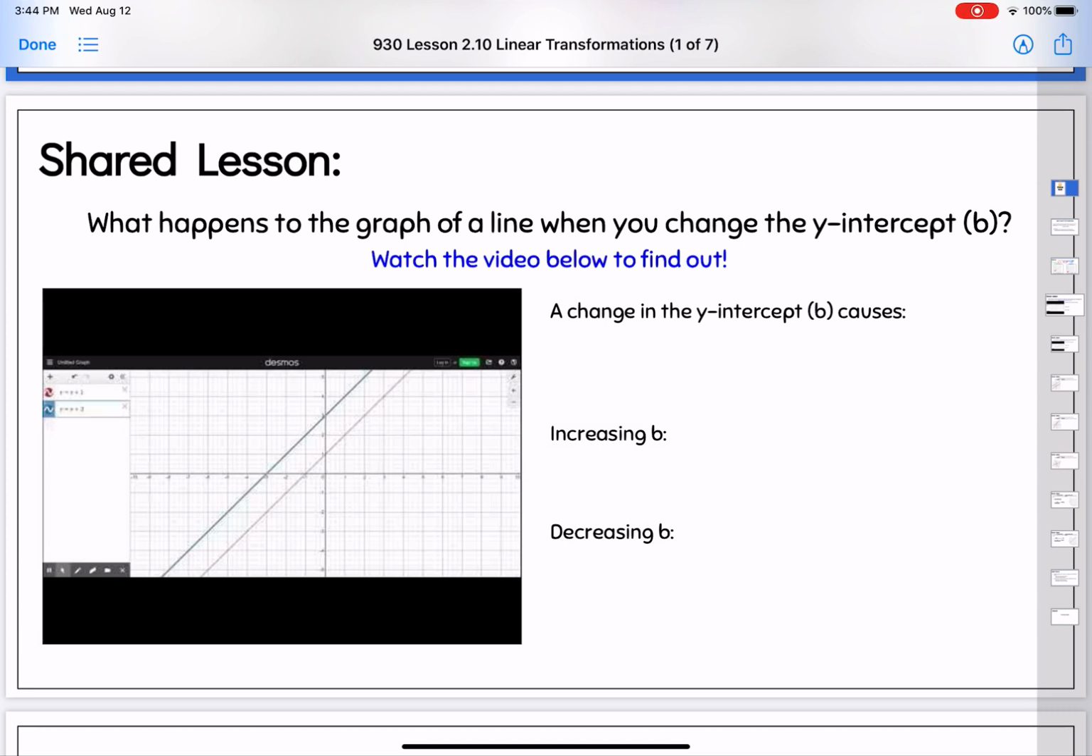So this right here has a little link to a quick demo video showing you on a graphing calculator. This is actually using Desmos.com. What happens when you change the b in a graph. And it's way easier to see it live action happening right in front of you than for me to sit and graph all these lines. So if you haven't watched this video yet, pause it now, take a look at that video in the clip right there, and then we'll come back to it.